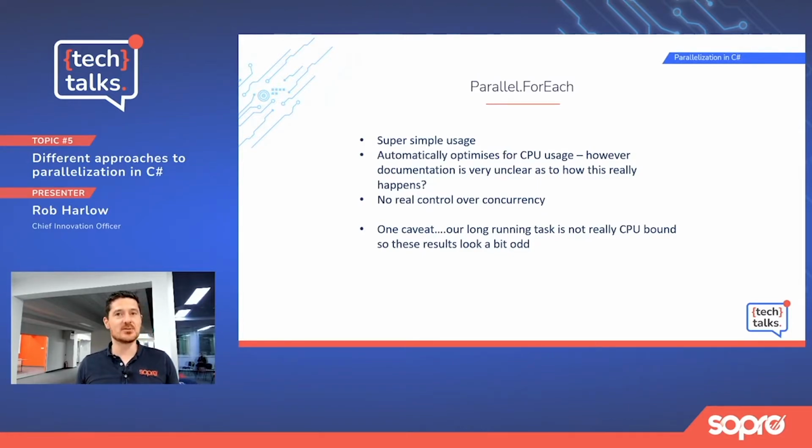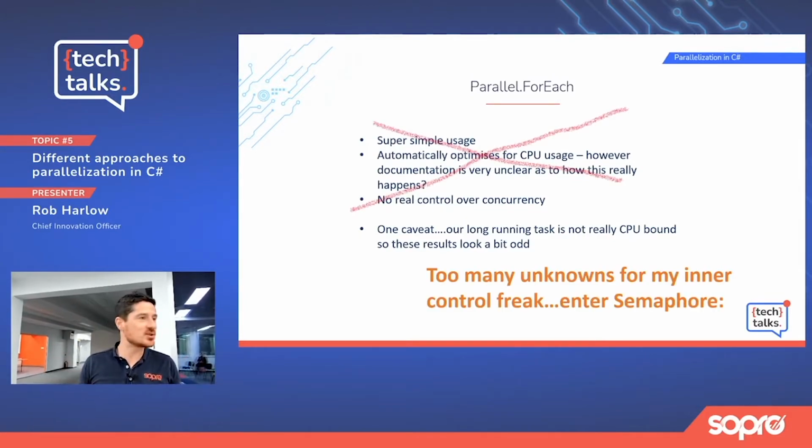Slight caveat about these results is parallel for each is optimizing based on CPU. The long-running task, whilst it's sleeping a thread, it's not strictly CPU bound, so these results might look a bit odd. But really for me, there's just too many unknowns. Not having that fine control doesn't sit with me. I'm too much of a control freak, and so I don't generally use this approach.